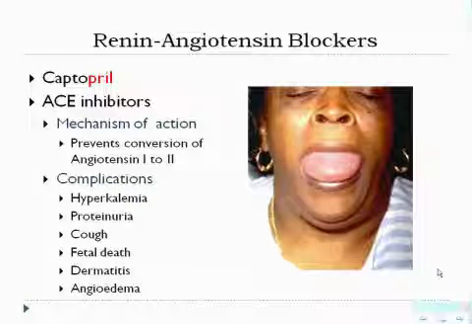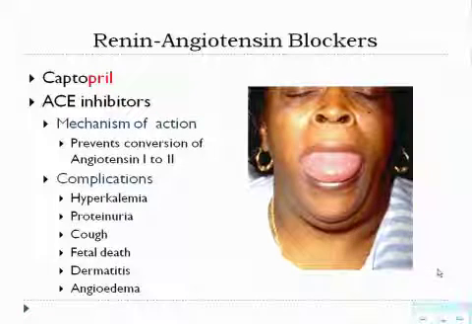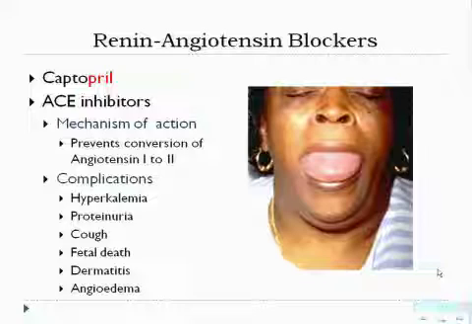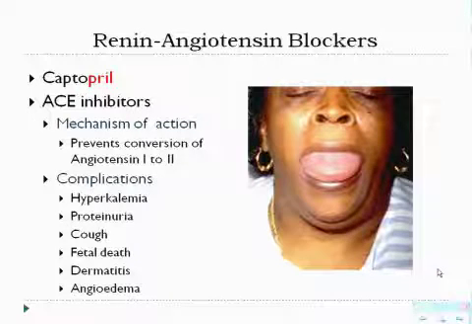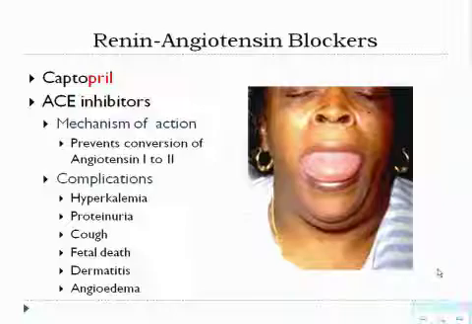So if you have somebody who's on ACE inhibitors and starts developing a cough, it may be a precursor sign that you're getting bronchial edema, and that person may go on to develop what's called angioedema, which is an airway nightmare, which we'll talk about later on.